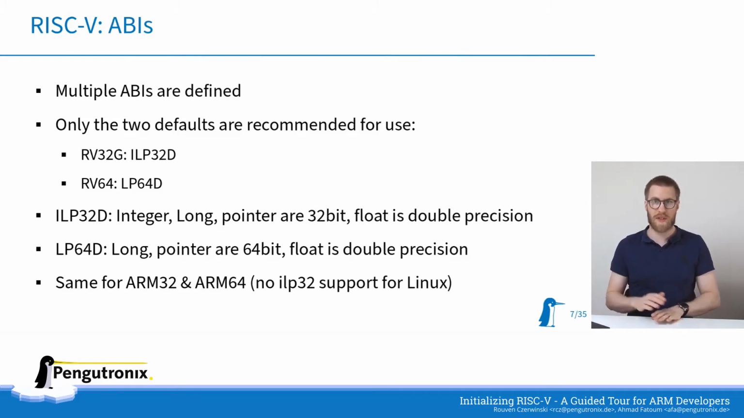This is pretty much the same for ARM 32-bit, which doesn't have an ABI, and ARM 64-bit, which also only supports LP64D under Linux. There were some ILP32 extensions, or there was ILP32 support available on the Linux kernel mailing list. However, as far as I found out, it hasn't been merged into the mainline yet, and I don't know if effort from ARM is still ongoing at this point.